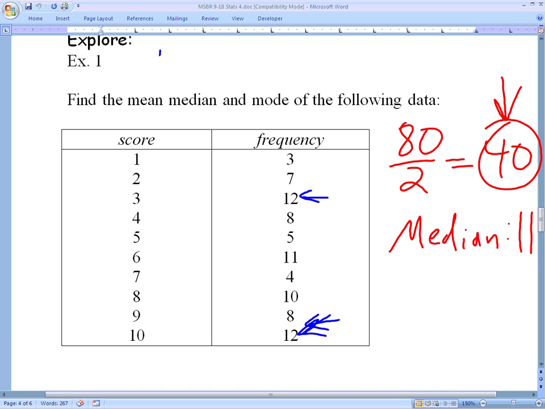So what occurred 12 times? 3 occurred 12 times, and 10 occurred 12 times. So I have 2 modes. It's 3 and 10. And that is mode. Again, you can have more than one, and you can have none if they all occur the same number of times. Usually it's one, that's the case. But here we had multiple things occur multiple times.